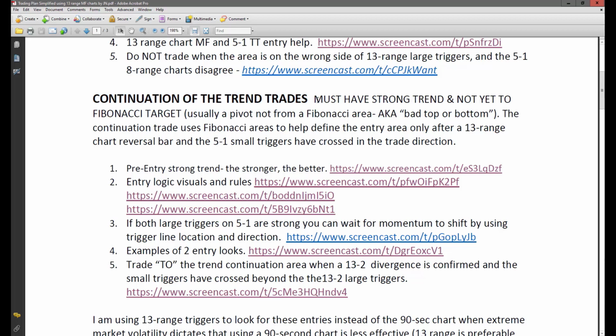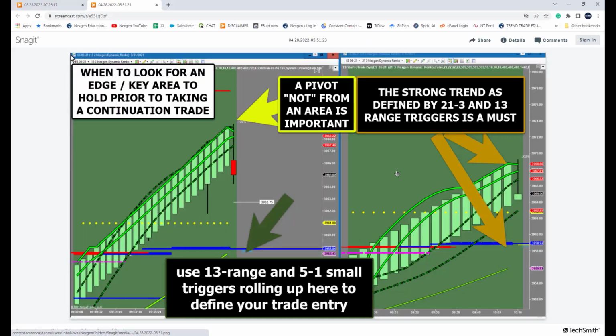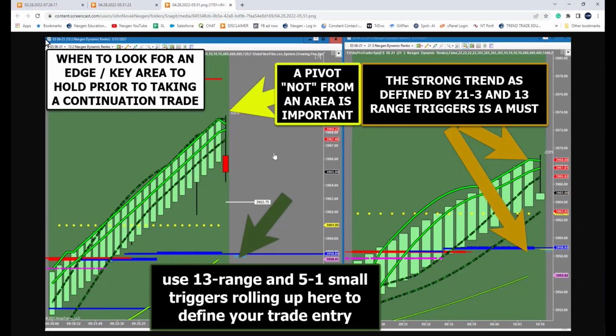But again, you must have a strong trend, not to a Fibonacci target, usually a pivot from nowhere. You'll hear us talk about that a lot in the educational room. Continuation of the trend using key Fibonacci areas. And the idea behind this, just to show you a picture, this is the old picture from March 2021, but can't get much better.